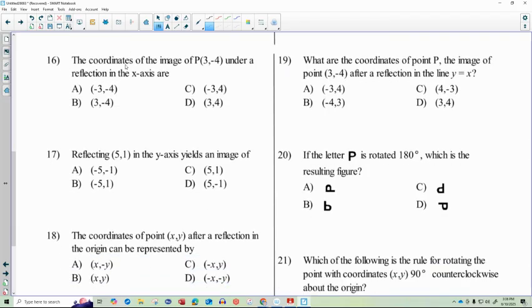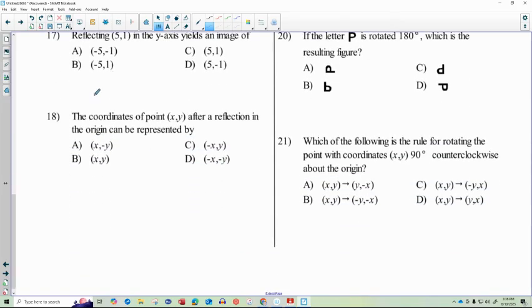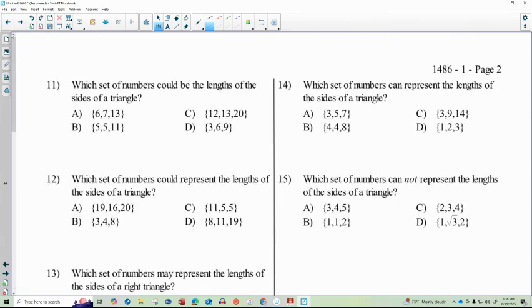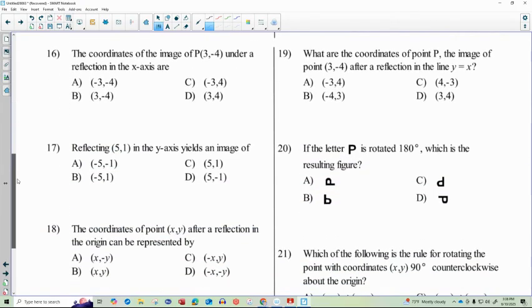Okay. Numbers 16, 17, 18, 19, 20, maybe even 21, all are simple transformation questions. So these, I probably will give you the formulas here. I will tell you that when you reflect something over the x-axis, the point, say if it starts here, is going to go up here. It's like folding the paper. When you go over the x-axis, the x doesn't change, but you do change the y. It goes up and down.